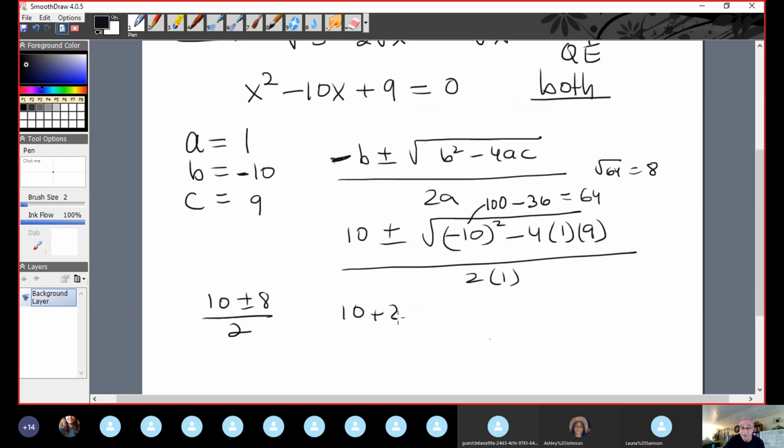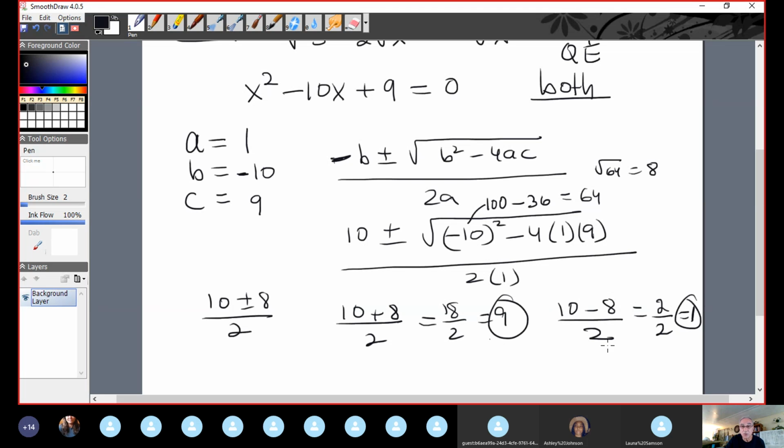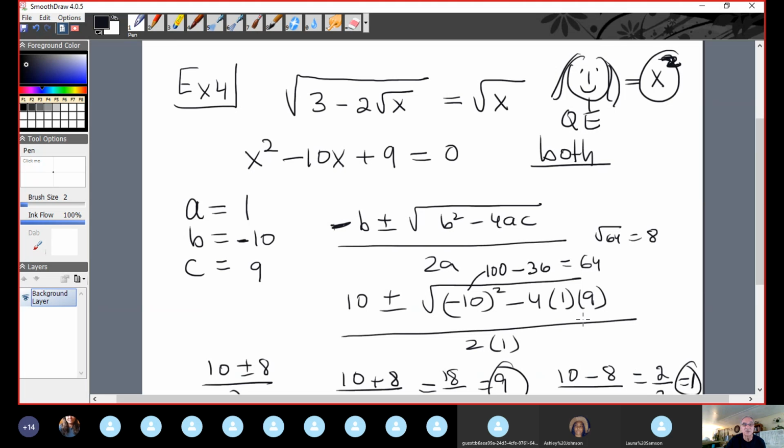Separate into pieces. I like to separate into pieces, I don't know why. This is 18 divided by 2, which is 9. And this is 2 divided by 2, which is 1. But this is the solution of the quadratic equation, which is not necessarily the solution for the radical equation, because you need verification. Guys, listen to me.